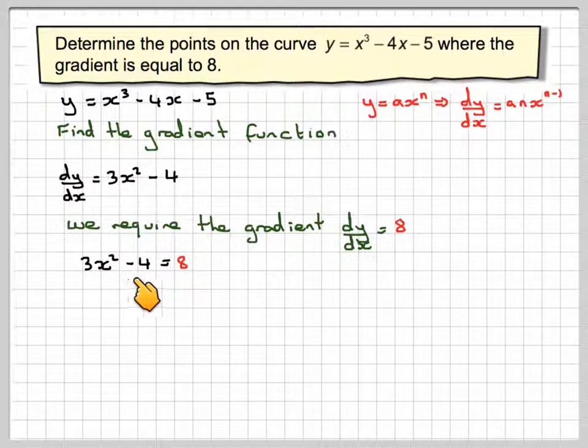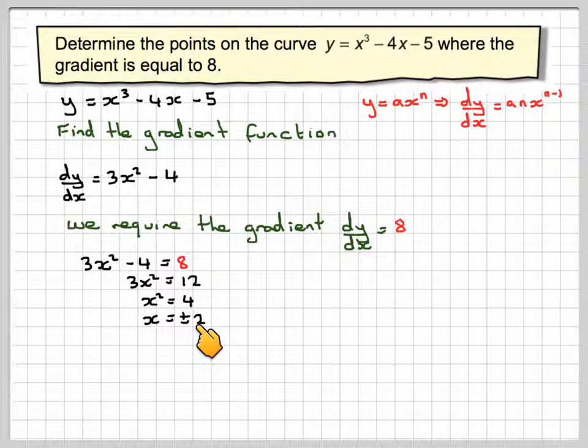So we've got 3x squared minus 4 is equal to 8. 3x squared is equal to 12. Dividing through by 3, we've got that x squared is 4, and therefore x is plus or minus 2. This is looking quite good because it's looking like what we did in GeoGebra. So we've got 2 points, which is what we wanted.